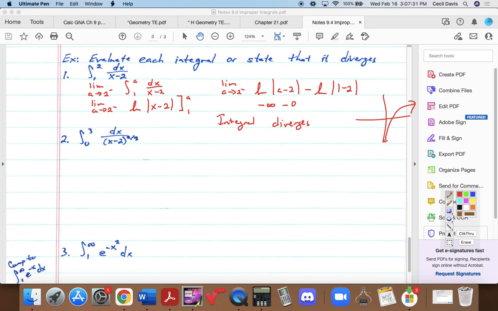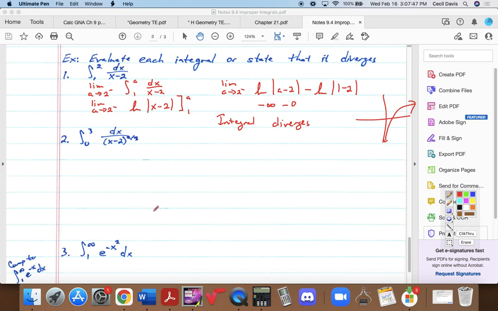Natural log of -1, 0. No, this is not the natural log of -1 because I'm taking the absolute value. Yeah, natural log of -1 doesn't exist. Yeah, I was looking at the graph.